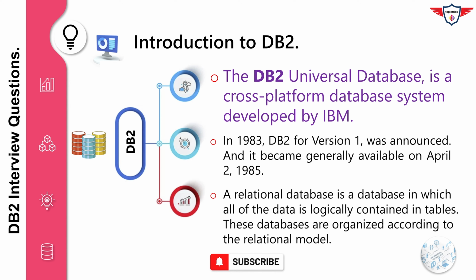A relational database is a database in which all of the data is logically contained in tables. These databases are organized according to the relational model. DB2 has changed a lot over the past few years with significant growth in the applications and in the size of the data.